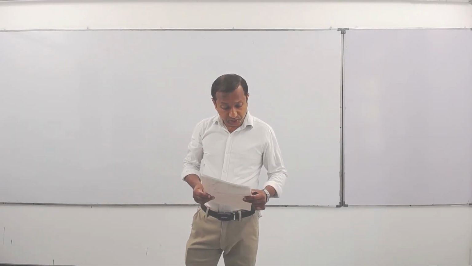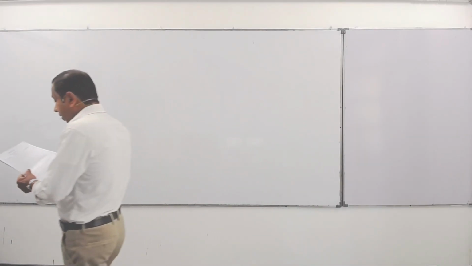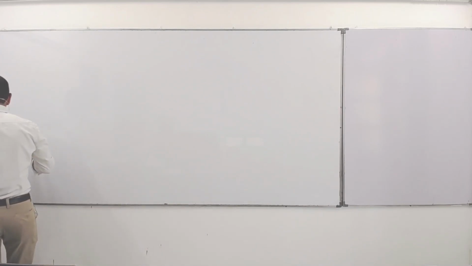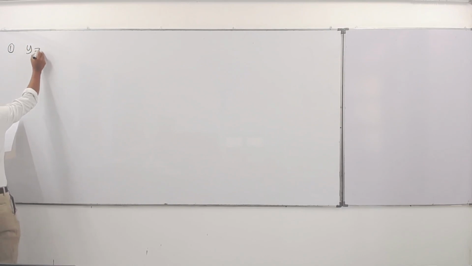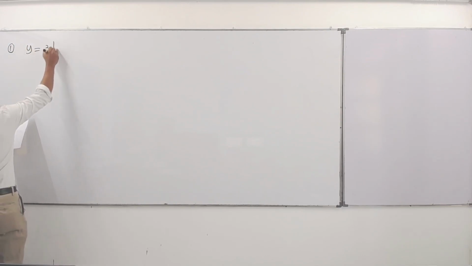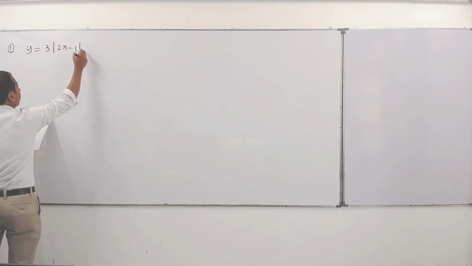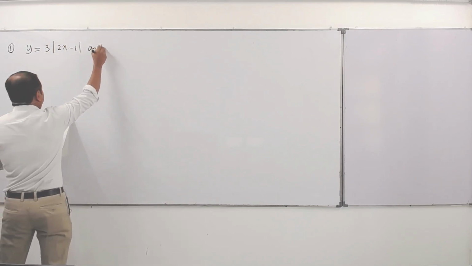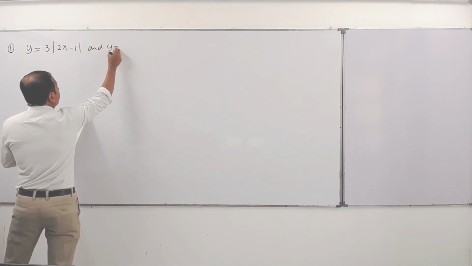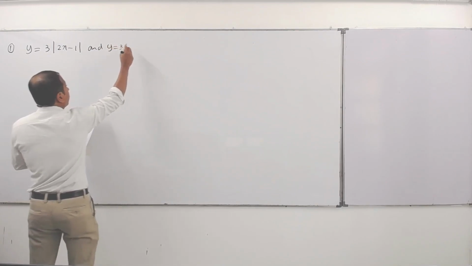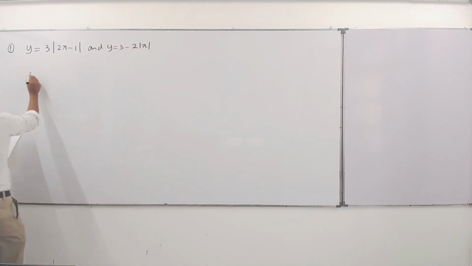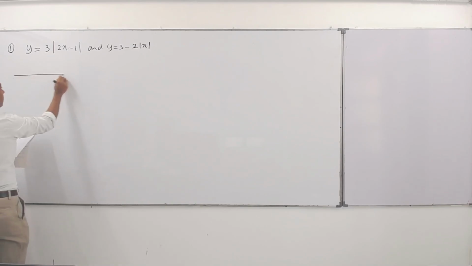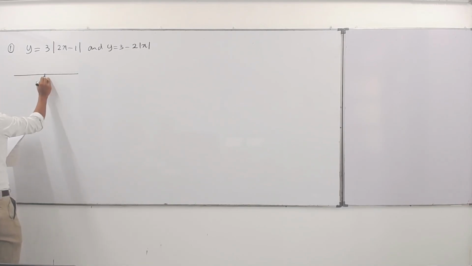To the equation number 1, in the same diagram, sketch the graph of y equals 3 times mod 2x and y equals 3 minus 2 mod x. We'll define this first. 2x minus 1 modulus changes at x equals half.